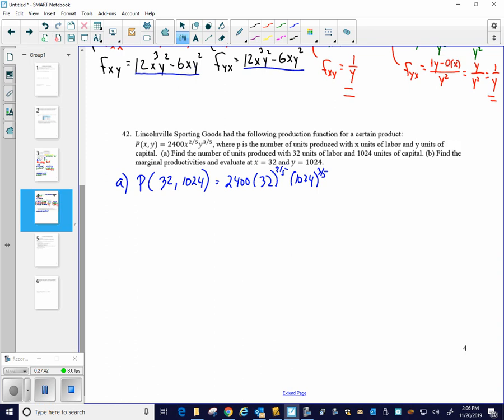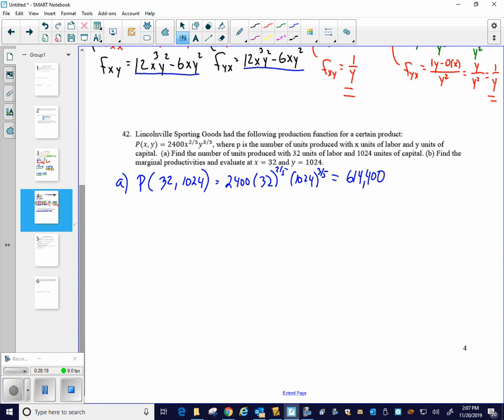Now again, that can be done by hand, but there's really no point in doing all that. It's a lot of big numbers to multiply out. So go ahead and plug that in your calculator and see what you get. Go ahead and pause it if you have to, and then come back in a second. Okay, hopefully you paused it, and the number you should have gotten here was 614,440. That would be the number of units produced.